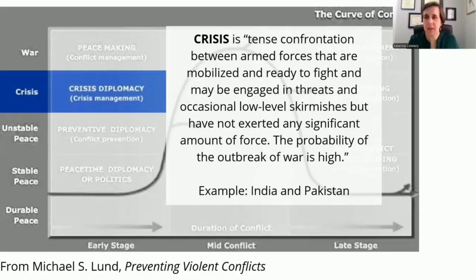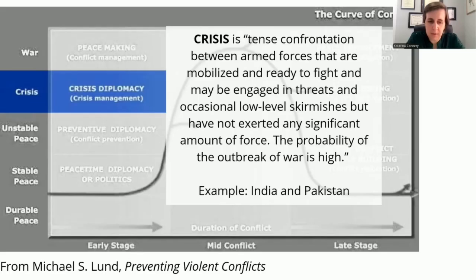The next stage is crisis. This is a tense confrontation between armed forces that are mobilized and ready to fight and may be engaged in threats and occasional low-level skirmishes, but have not exerted any significant amount of force. The probability of the outbreak of war is high.